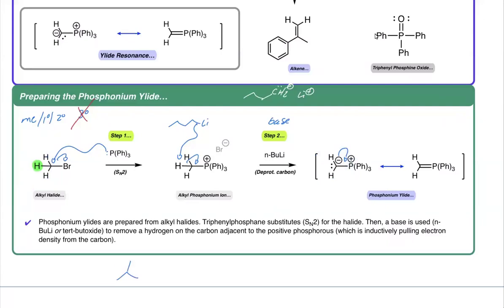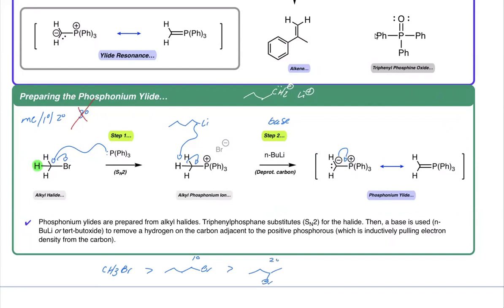And if your alkyl halide that you began with was tertiary, well, we can't prepare an ylide from that because there's no hydrogen bonded to the carbon connected to the bromine. All right. And then when it comes to the ease of ylide preparation, it would be easier to form a phosphonium ylide from a methyl halide, and it would be harder to form one from a primary alkyl halide. And then in turn, it would be harder to form one from a secondary alkyl halide.